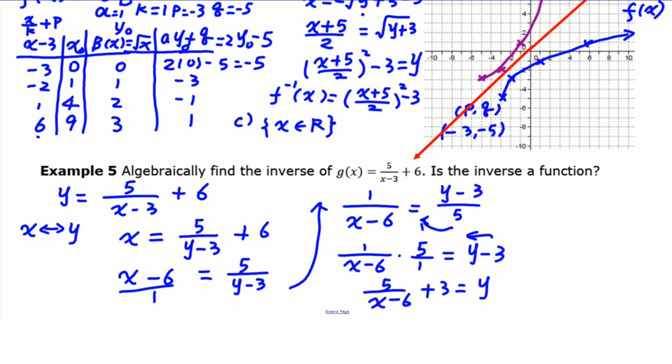Then how do we determine whether this is a function or not? We could see the degree for y is 1. So it's not squared, not an even degree, and this one will give you a function. So this is a function.